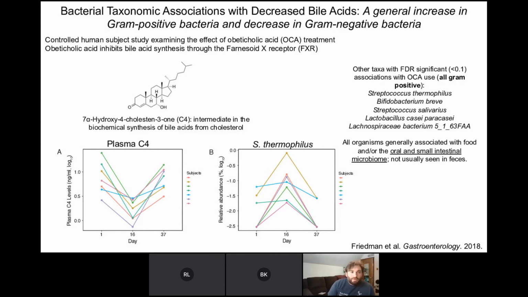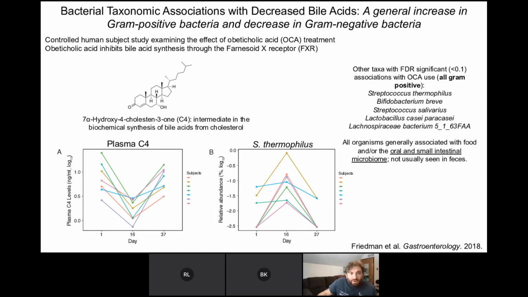So we looked at the interplay between the microbiome and bile acids in a controlled human subject study examining the effect of a synthetic bile acid analog called obeticholic acid, which inhibits bile acid synthesis through activation of the nuclear hormone receptor FXR, farnesoid X receptor, in the distal small intestine. And so we looked at the physiological effect of this drug by looking at this chemical called C4 that's an intermediate in the biochemical synthesis of bile acids from cholesterol.